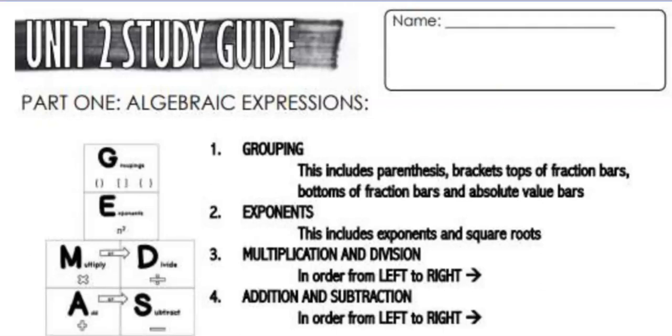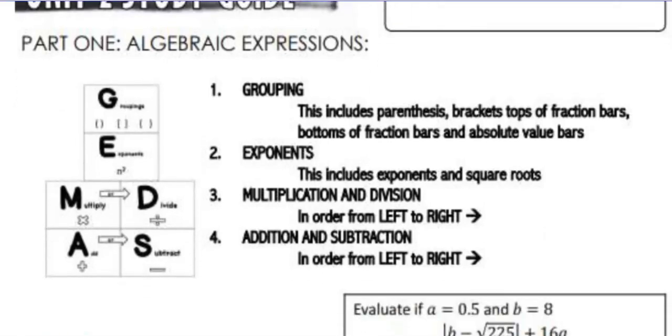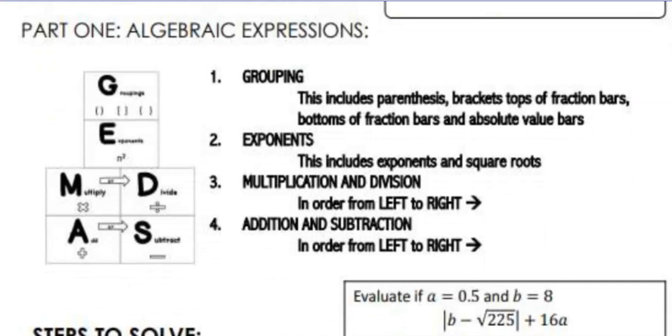We are on Unit 2, so we've been learning about algebraic expressions and then surface area and volume. So the first thing to point out, you have here your order of operations. So we know that the G goes with the grouping symbols. That includes parentheses, the fraction bars, the bottom beneath the fraction bars, and also absolute value. Those are grouping symbols. Secondly are exponents, and that includes exponents as well as square roots.